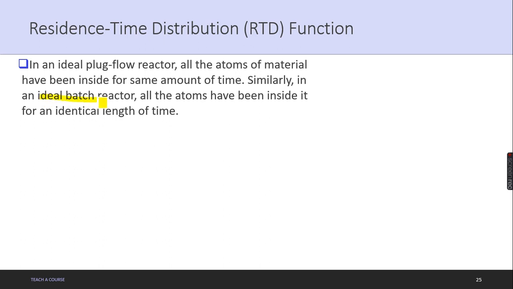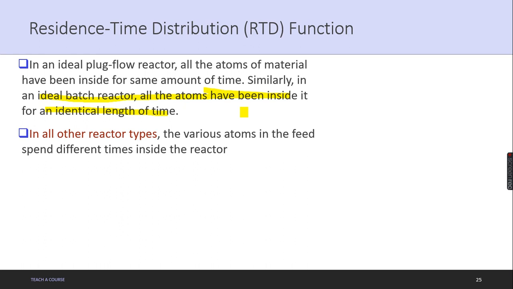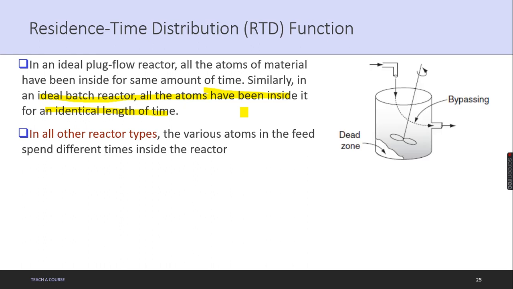Similarly, in the case of an ideal batch reactor, all atoms have been inside for an identical length of time. That is only theoretically possible, but we will see that is not really true in the true sense. It is not always correct. In all other reactor types, particularly the continuous tank reactor, which is actually continuous mode, the various atoms in the feed spend different times inside the reactor. We already told it, but it is not related to only plug flow or maybe batch. It is nearly valid for all other reactors as well.